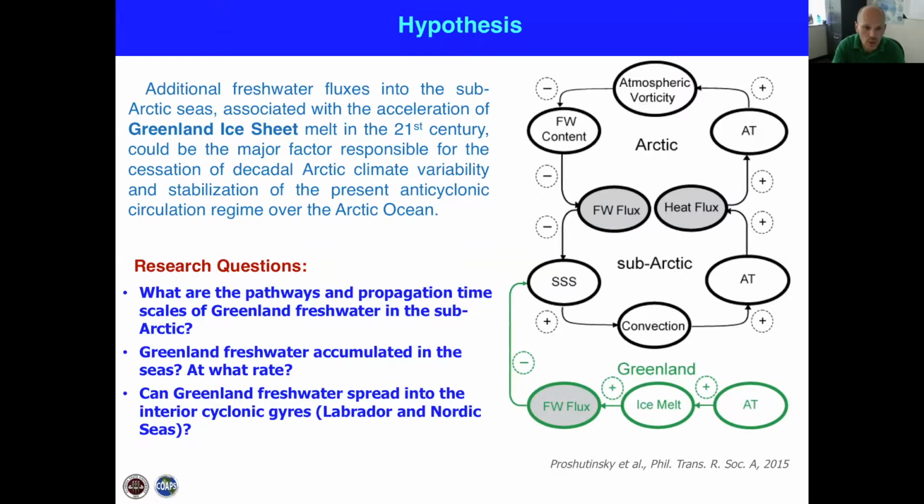And these are research questions that we are trying to answer at the moment, because this hypothesis, we need to validate it. We need to be able to show, to prove that Greenland freshwater flux can impact thermohaline changes, and through this, the climate variability in the Arctic climate system.